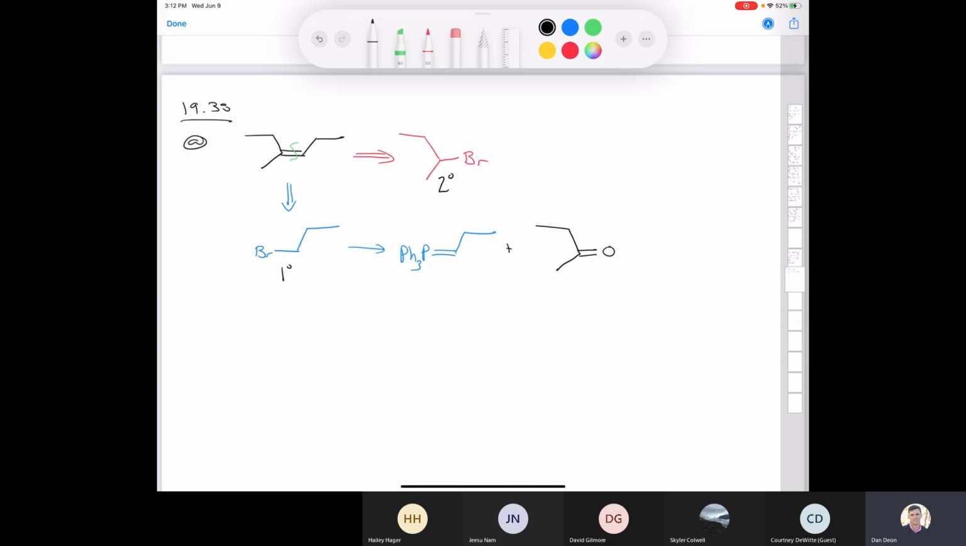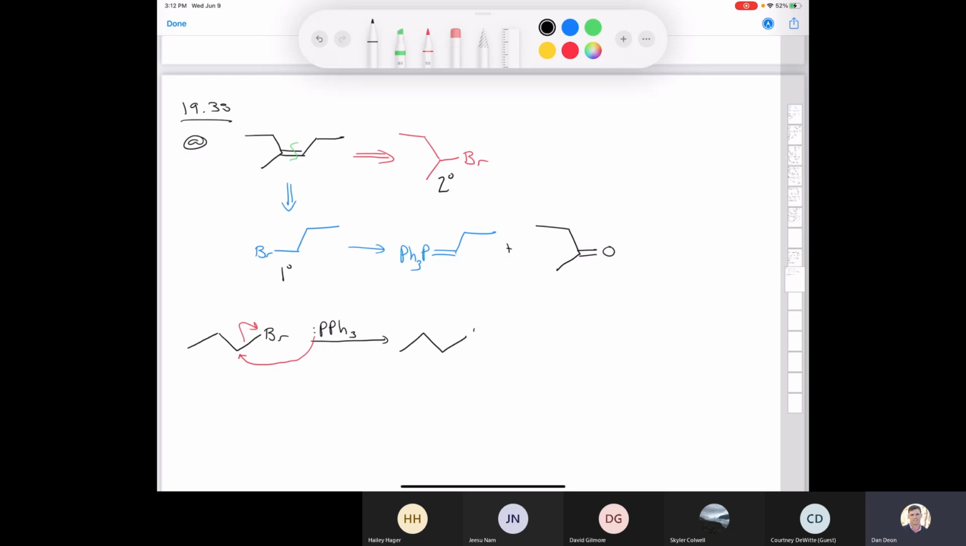Well, we would start with the primary alkyl halide. So this is 1-bromopropane. So we'd start with our 1-bromopropane. In the first step, we're going to treat it with triphenylphosphine. I'll draw out all the steps here. So step 1 is triphenylphosphine, put in a lone pair. So we're going to do an SN2 like that. That's going to give us the phosphonium salt.